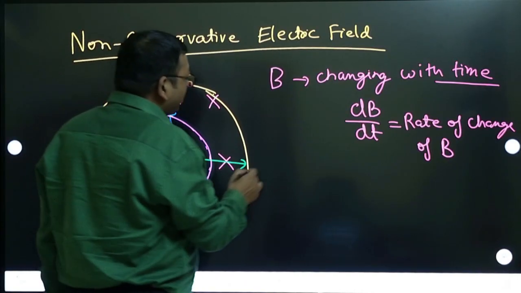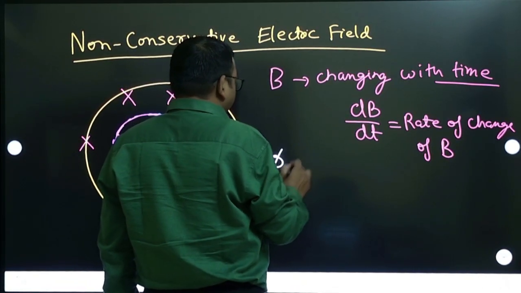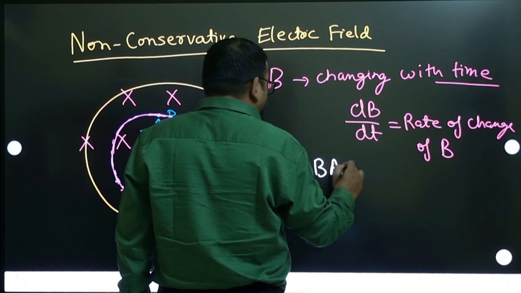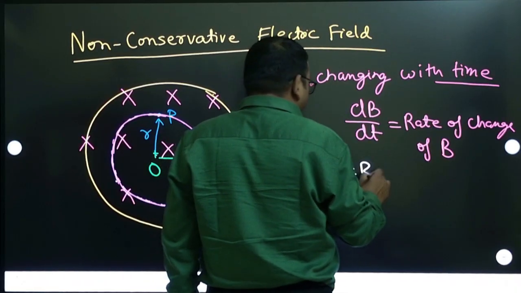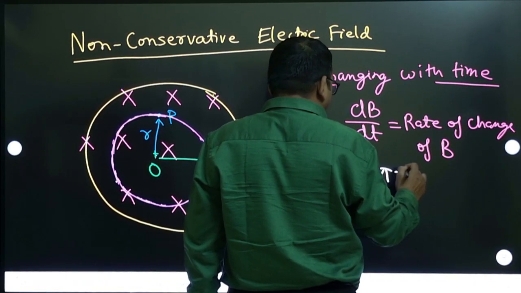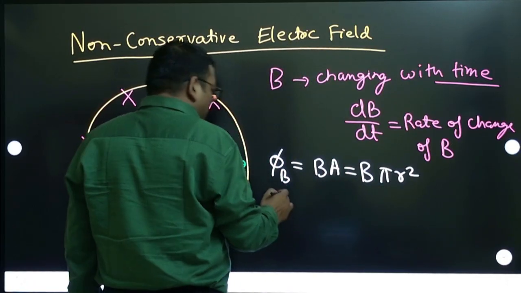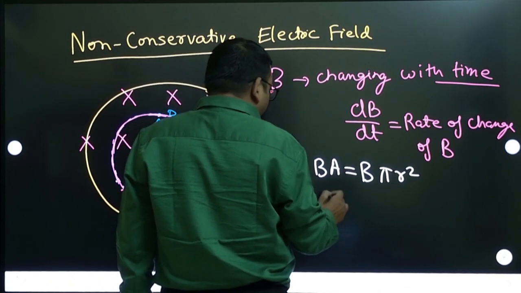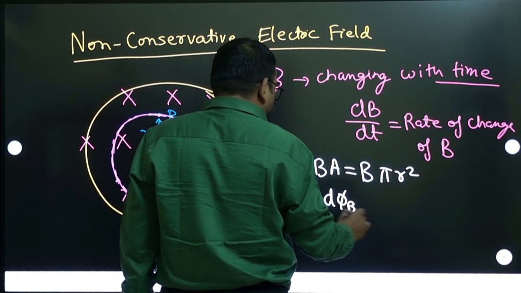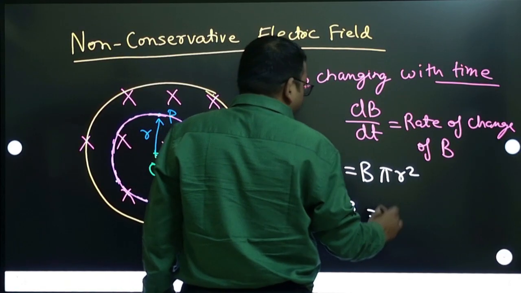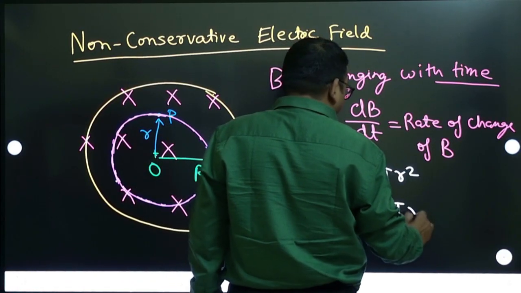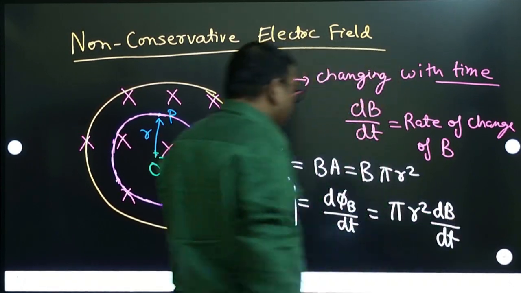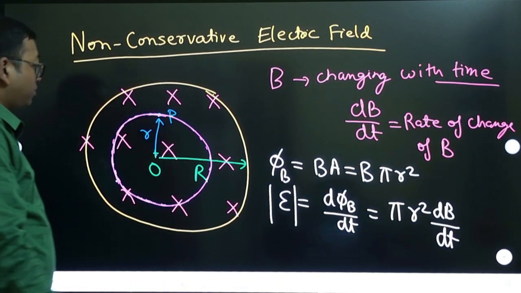For this small region, the magnetic flux I can write as B into area, and this area is nothing but pi r square. I want to calculate the magnitude of the EMF. So the magnitude of d phi B by dt is pi r square into dB by dt, right? This is the EMF produced.